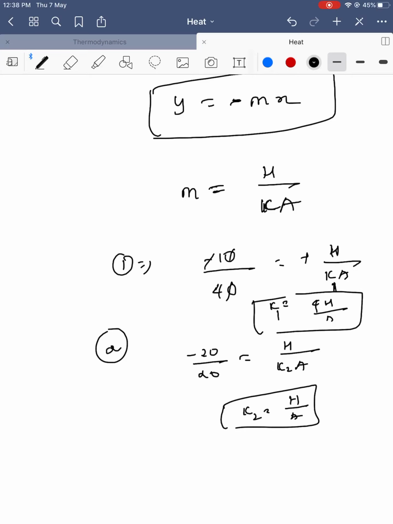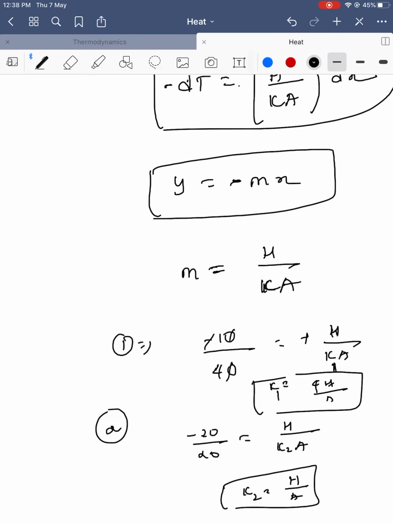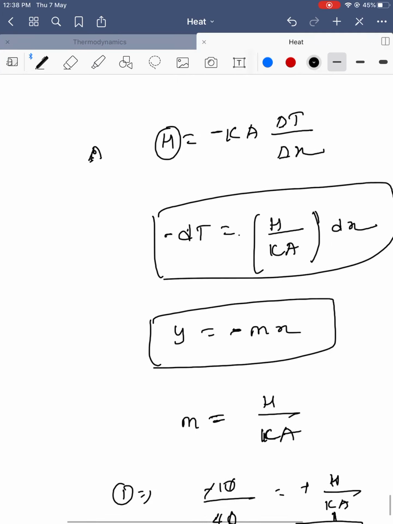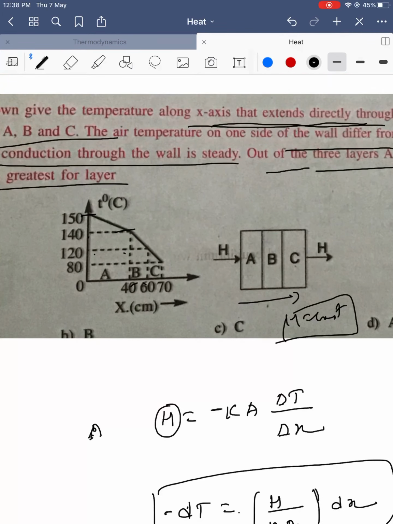Out of these two, K1 is more or K2 is more? K1 is more, because it is 4 times H by A. H is constant and area is also constant. So from the graphs you can see this.